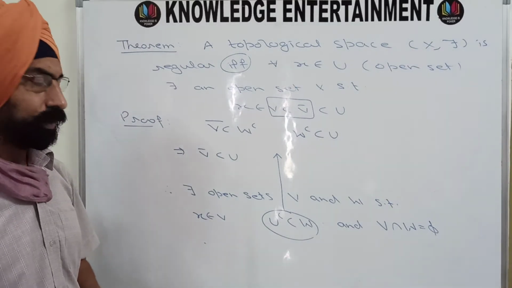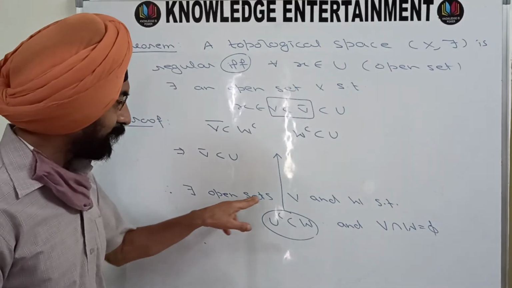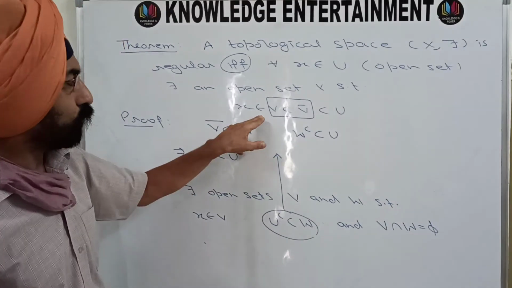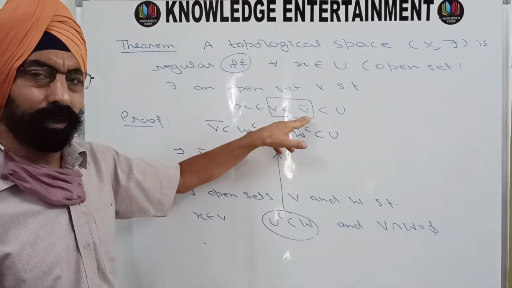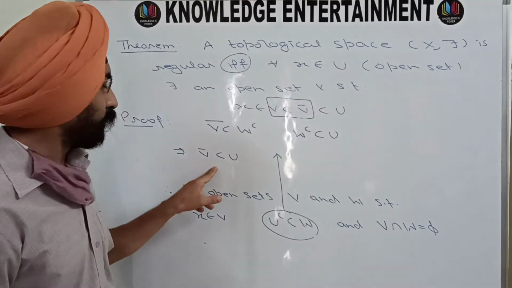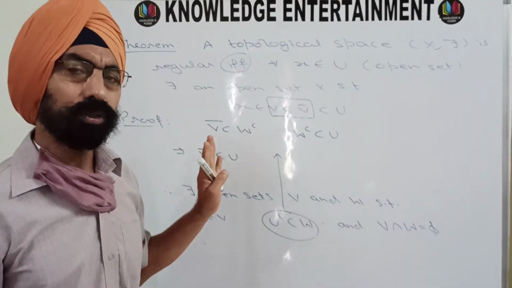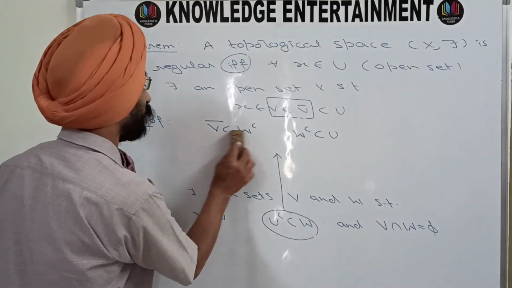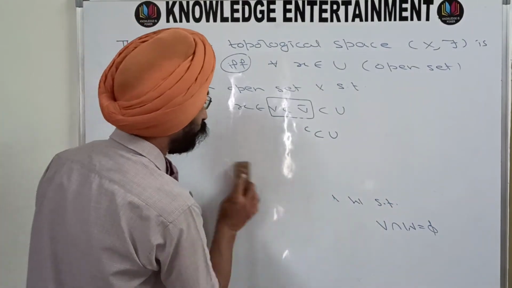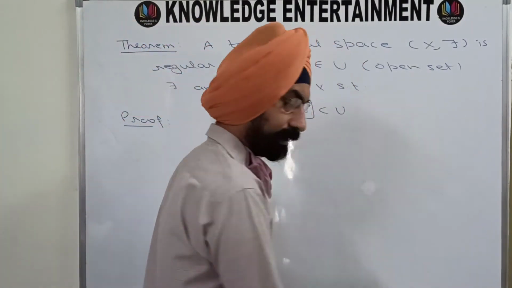So what have you proved? You have proved that there is an open set V such that X belongs to V. V is a subset of V bar is always true, and V bar is a subset of U. So what was required to be proved is proved. So the first part, the straight part of the theorem, is proved. Now we will move on to the converse.